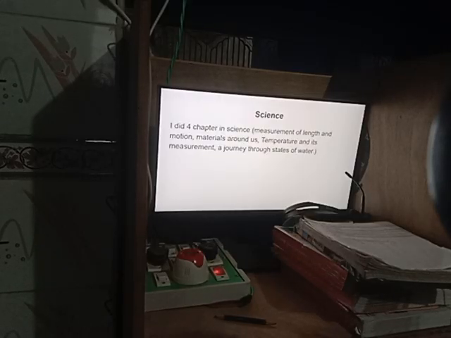There are 3 types of scale for measuring temperature: Celsius scale, Fahrenheit scale, and Kelvin scale. Celsius scale tells us in Celsius degrees, Fahrenheit scale tells us in Fahrenheit degrees, and Kelvin scale tells us in Kelvin degrees. So the SI unit of measuring temperature is the Kelvin scale.